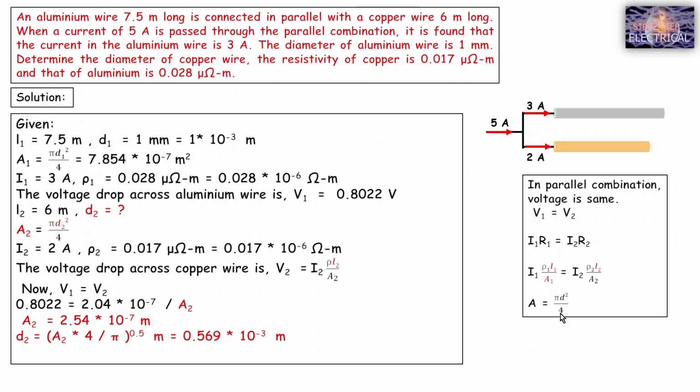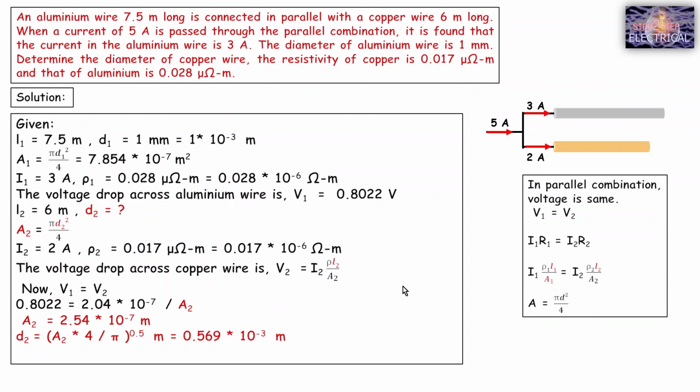This is a simple calculation, so we have found A2. Now using this expression we can find out D, that is square root of 4A divided by pi. So here, A2 into 4 divided by pi whole to the power 0.5. We know square root is anything to the power 1 by 2, that is 0.5. So on using calculator we can find out that D2 is 0.569 into 10 to the power minus 3 meter.